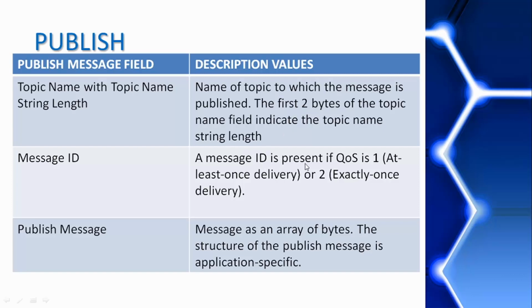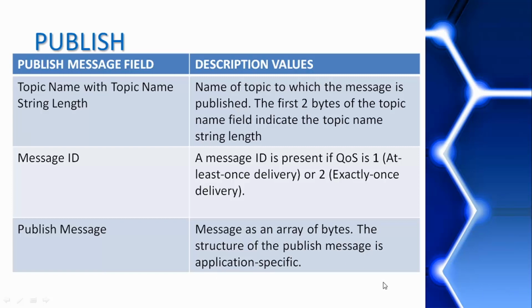So a message ID is present if QoS is greater than 0, that is, QoS is 1, which is at least once delivery, or 2, exactly once delivery. We will see QoS in much more detail in the later part of the course. Now, the publish message is nothing but an array of bytes. The structure of the publish message is application specific.